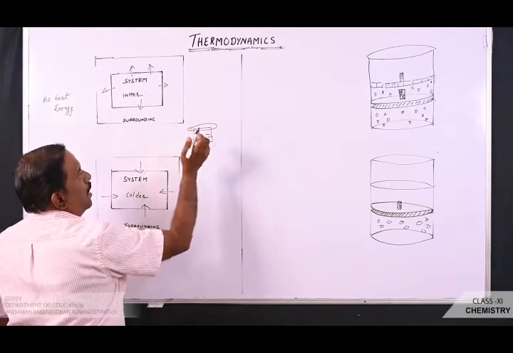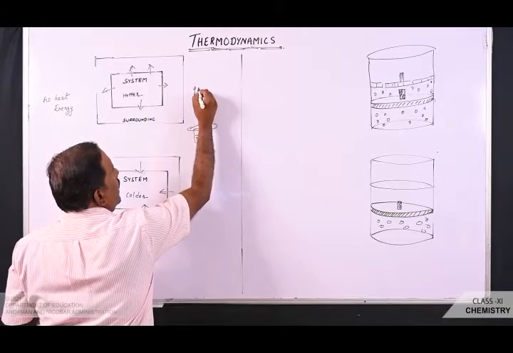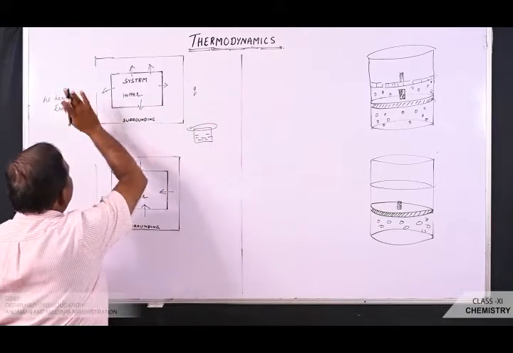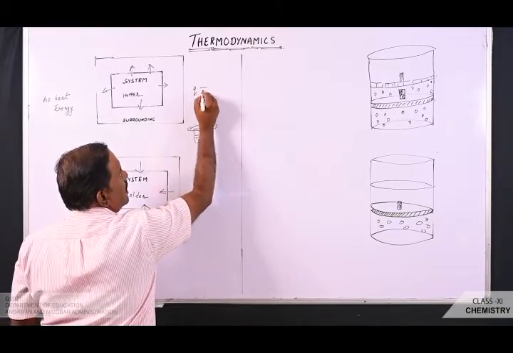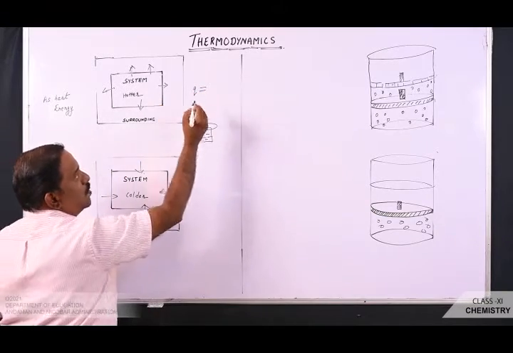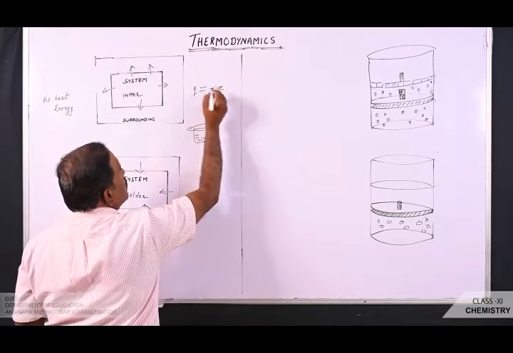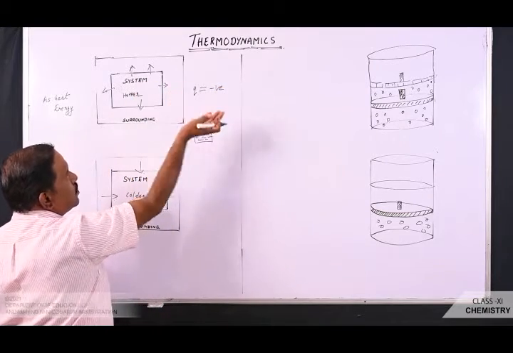So we can write Q, for heat, Q is equal to minus, that is negative. So it gives its heat energy to the surrounding.